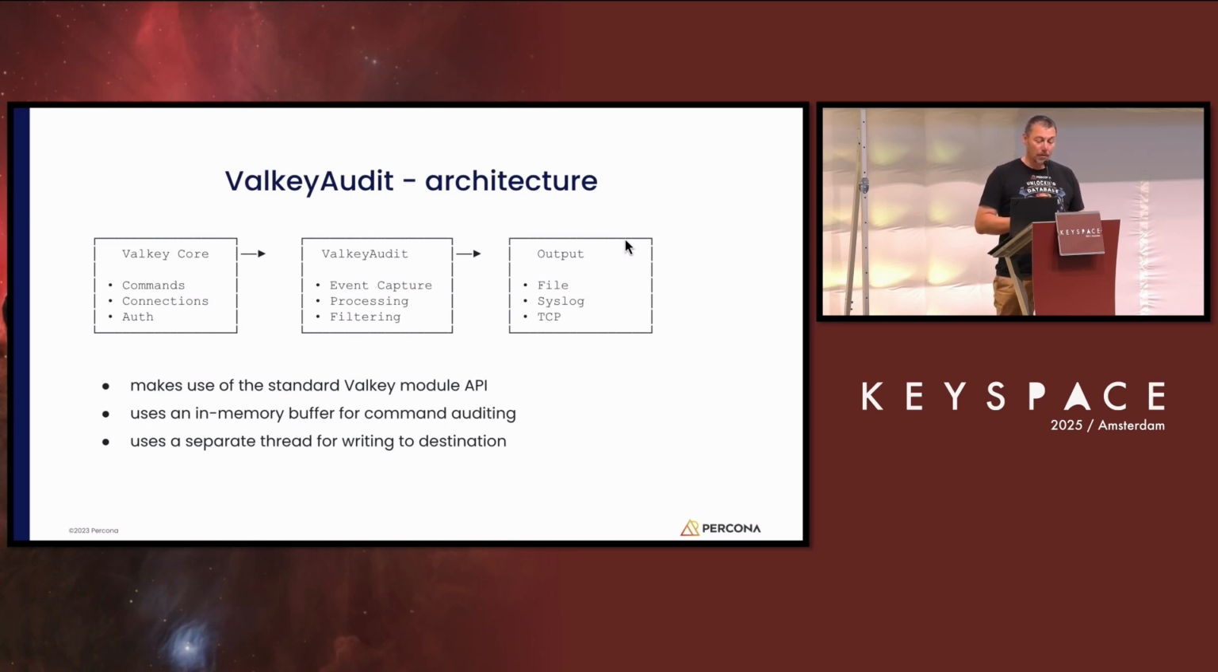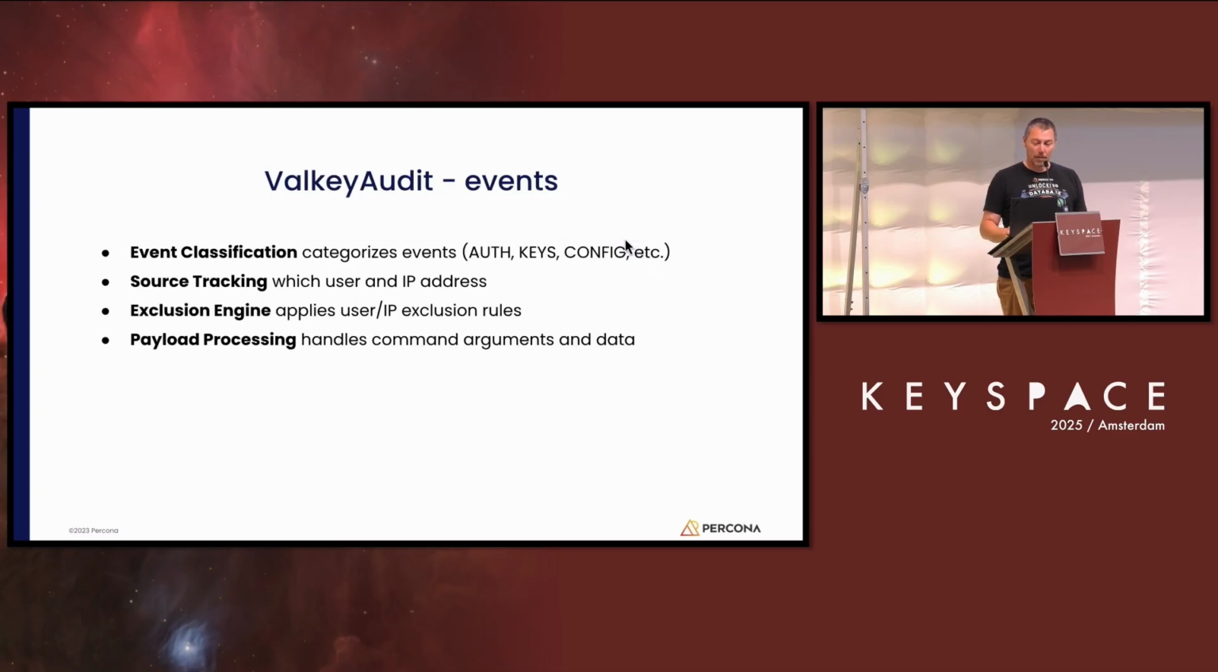So, as I mentioned, using the standard Valkey module API, using the buffer for the command auditing. We don't want this to be on the path of every command execution. We don't want to wait for it to write to file, right? Similar to AUTH, where we buffer stuff. We want this to happen asynchronously. And we have a separate thread for writing to destination.